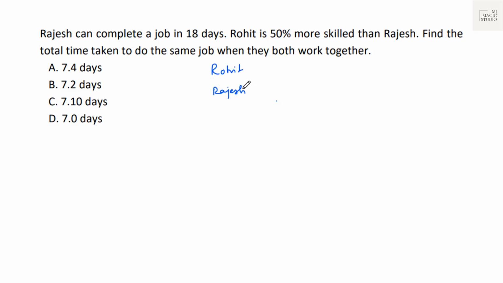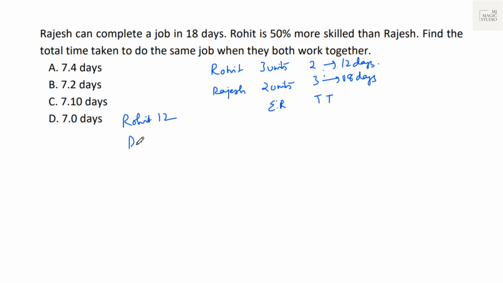Rohit, Rajesh. So if Rajesh is making 2 units in the given time, since Rohit is 50% more skilled than Rajesh, he would be producing 3 units in that time. This is the efficiency ratio. So the time taken ratio for Rohit and Rajesh would be 2:3. Now Rajesh can complete the job in 18 days. 3 means 18 days. That means 2 means 12 days. This is the actual time. Time taken by Rohit is 12 and Rajesh is 18.